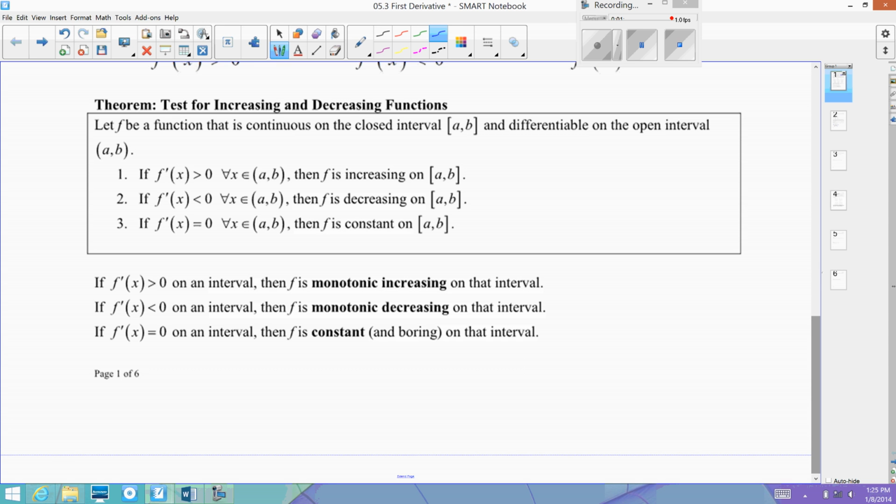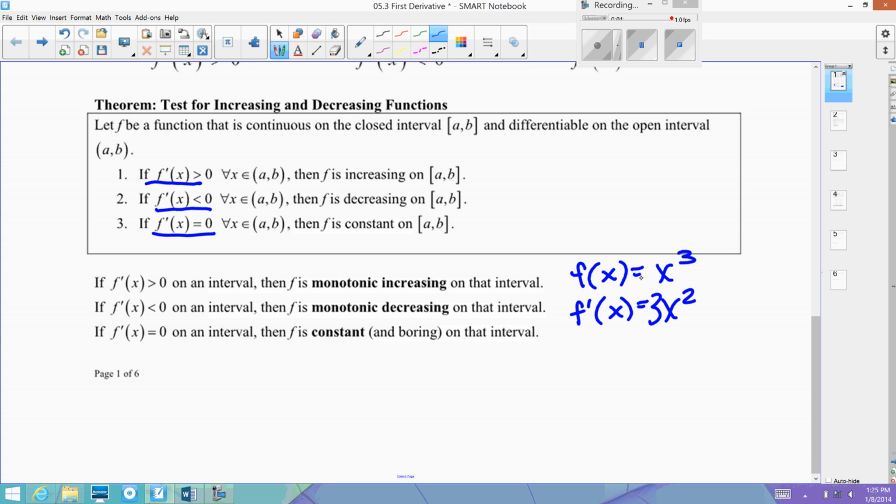So to determine whether a function is increasing, you just have to figure out where the derivative is positive. To figure out where it's decreasing, the derivative's negative. And to figure out where it's constant, the derivative is 0. All right, and this is something we have already talked about. If the derivative is always positive, the function's always increasing. So if you analyze something like x cubed, the derivative is 3x squared. And so our actual function, if we draw f, that's x cubed. It's always increasing, and that's because the derivative is always positive.